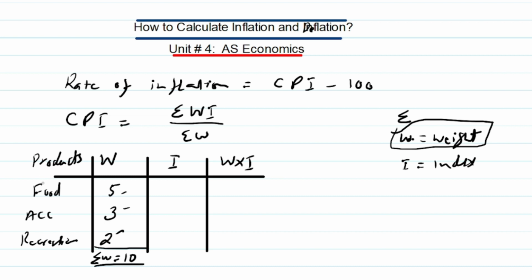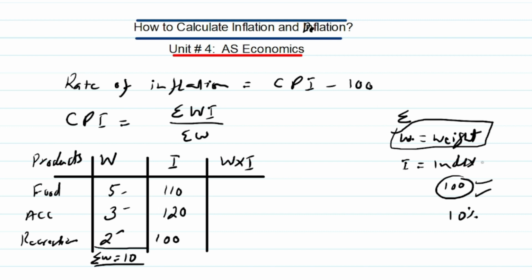Now we assume that there is a 10% rise in the price of food, right? If the price of food rises by 10%, the base index is always taken as 100. If there is a rise in price, we will add that rise to 100, and if there is a decrease in price, then we will deduct that decrease from 100. For example, if there is a 10% rise in the price of food, then its index will be 110, and if the price of accommodation increases by 20%, then its index will be 120, and if there is no change in prices of recreation, then its index will remain 100.